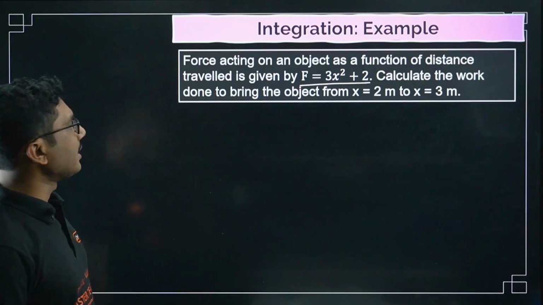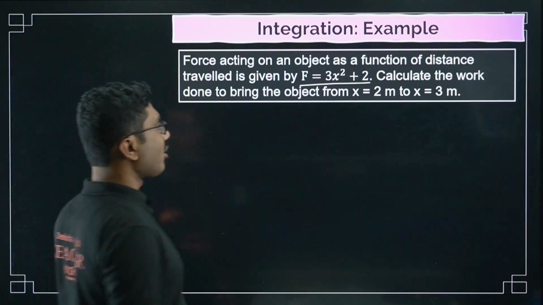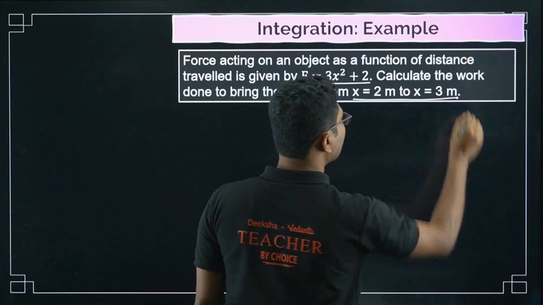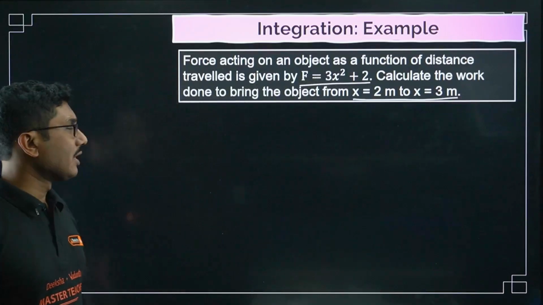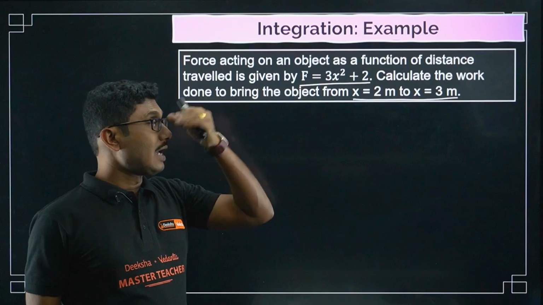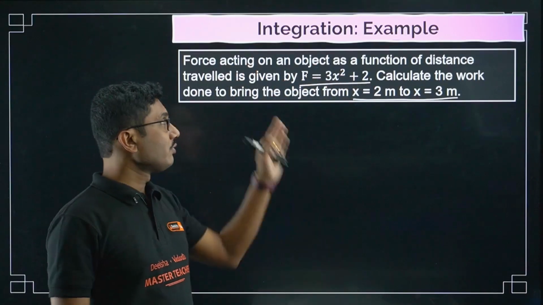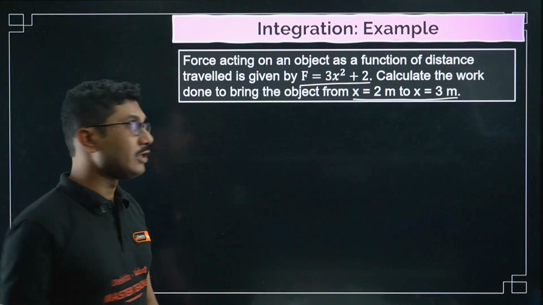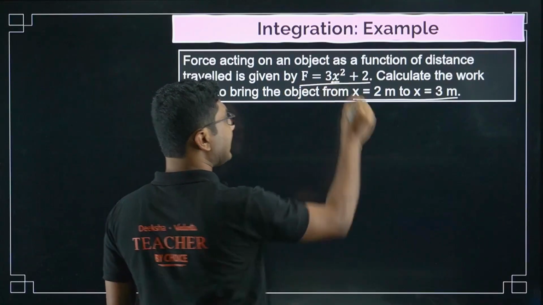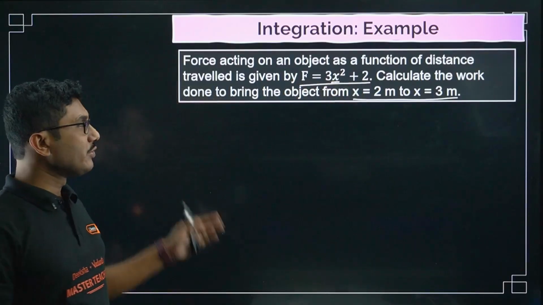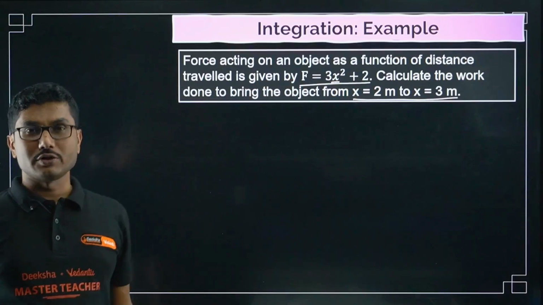Calculate the work done to bring the object from x equals 2 meters to x equals 3 meters. So force is given, and force is not constant, it is a variable function. What is the meaning of variable function? It is changing with displacement. As the displacement changes, the force is also varying.